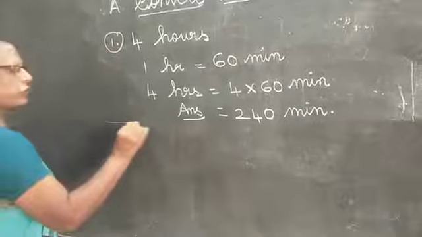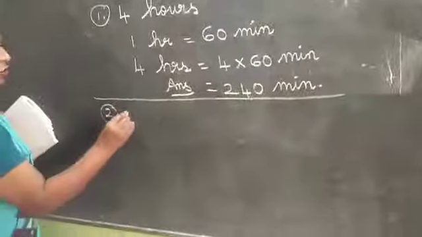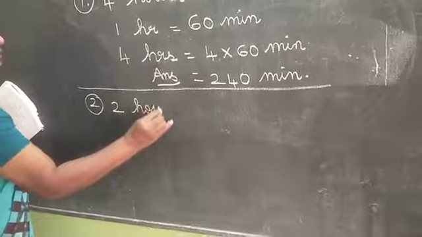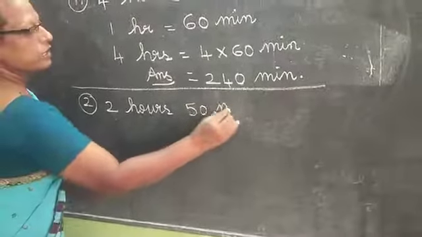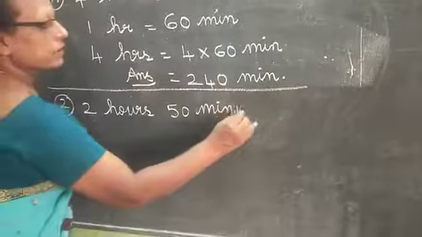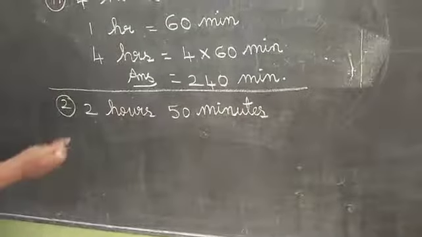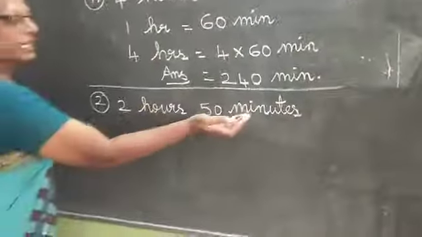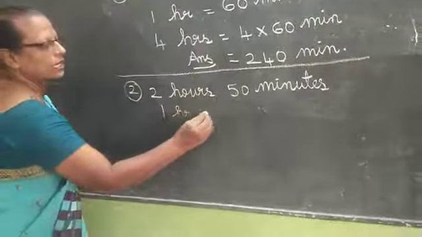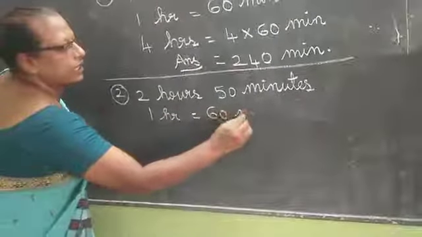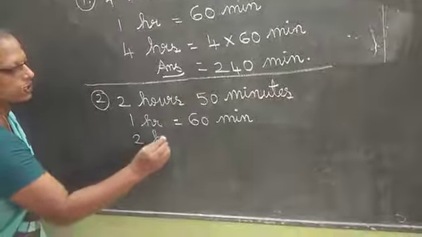We'll see the second sum. After doing this, you have to draw lines so that it will be very neat. Okay children? The second sum is 2 hours 50 minutes. So children, see, first you have to find out the hours. You can keep the minutes as they are. So 1 hour is equal to 60 minutes.